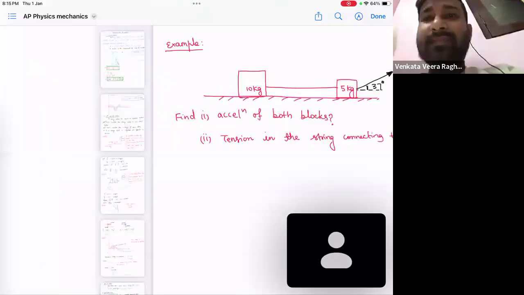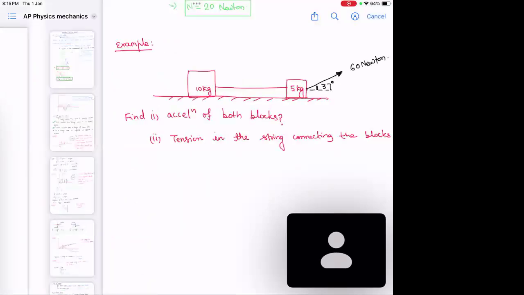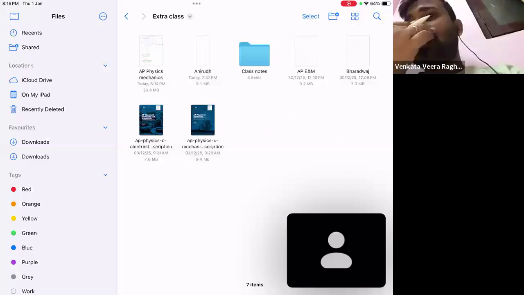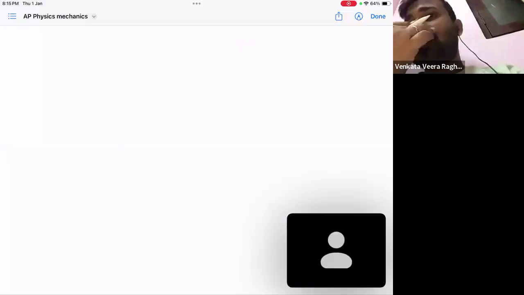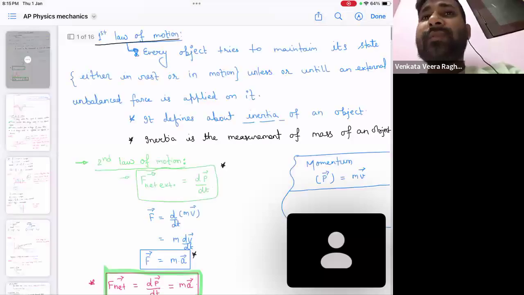Trying this one? Trying, sir. Right. So again, what should we do? We should start with drawing the free body diagram. Understood? We should start this question again with the help of the free body diagram. Let's first draw the forces acting on these two blocks.